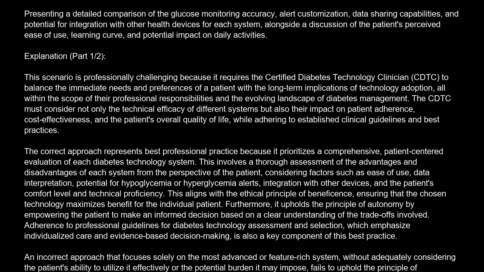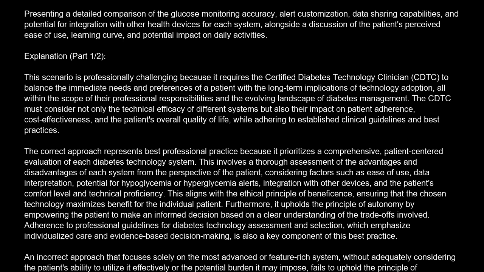The correct approach represents best professional practice because it prioritizes a comprehensive, patient-centered evaluation of each diabetes technology system. This involves a thorough assessment of the advantages and disadvantages of each system from the perspective of the patient, considering factors such as ease of use, data interpretation, potential for hypoglycemia or hyperglycemia alerts, integration with other devices, and the patient's comfort level and technical proficiency.